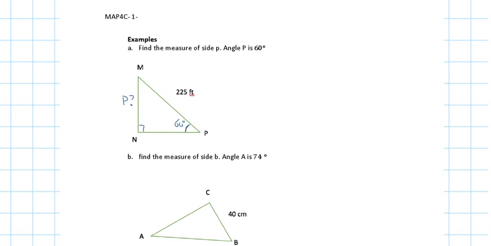Name your sides, right? Assign opposite, adjacent, hypotenuse to your sides. Okay? So where's my hypotenuse? Because this is where I should start. So hypotenuse is the 225. That's right, because that's the one that's across from the right angle, right? So this is my hypotenuse. And this is my opposite, because my angle of interest is right there. And this is my adjacent.